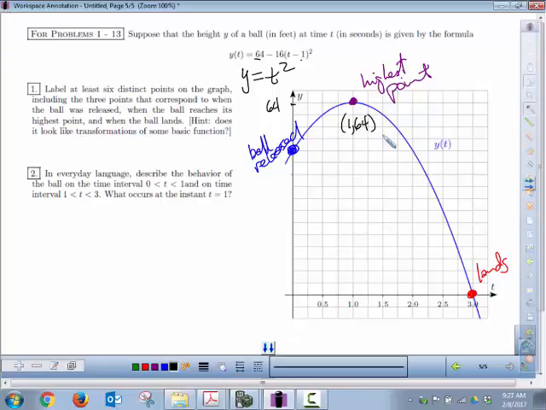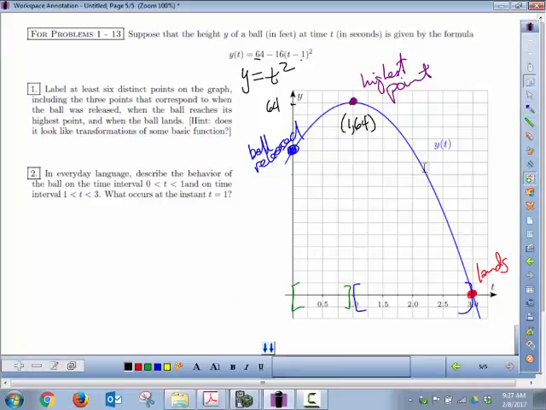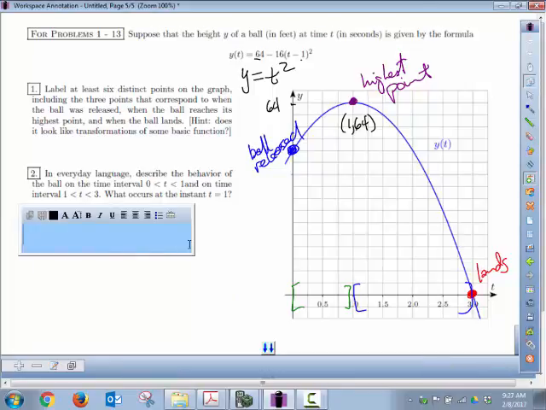Okay, it says here, in everyday language, describe the behavior of the ball in the time interval from 0 to 1 and on the time interval from 1 to 3. What occurs at the instant of t equal to 0? I want you to take a minute, see if you can write down some words. This is a good time to think about how to say this in words, and that's what's important in math, being able to explain things in words. You can't just do a problem and say, oh, I just did it. I don't know what I did.